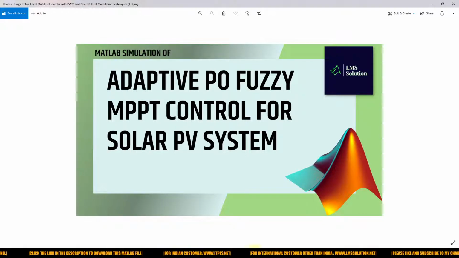Today we are going to see about MATLAB simulation of Adaptive PO Fuzzy MPPT control for solar PV system.